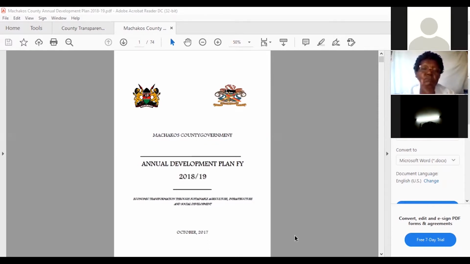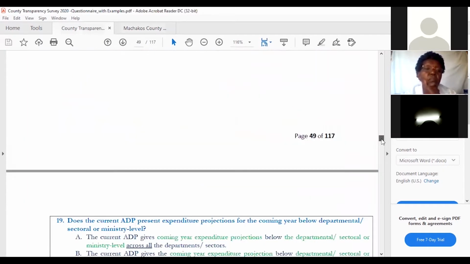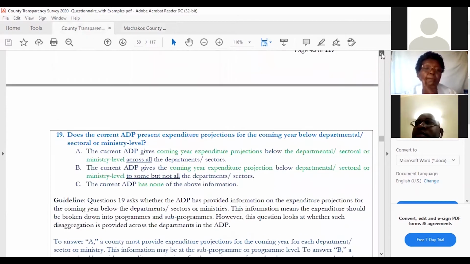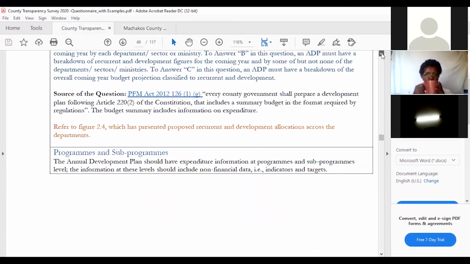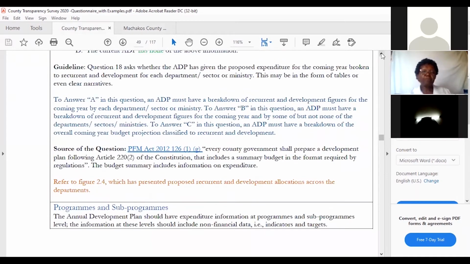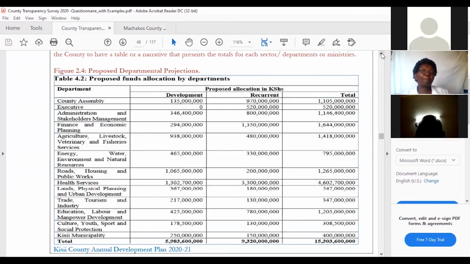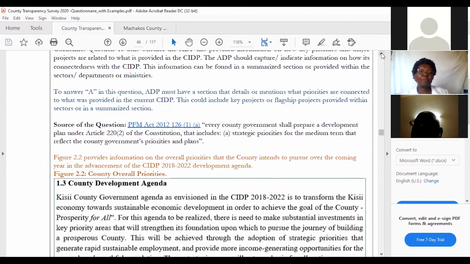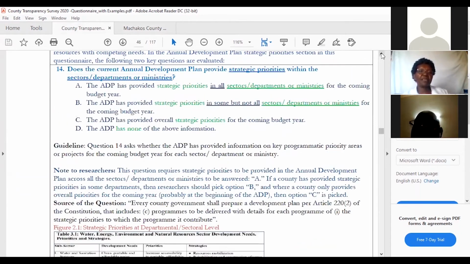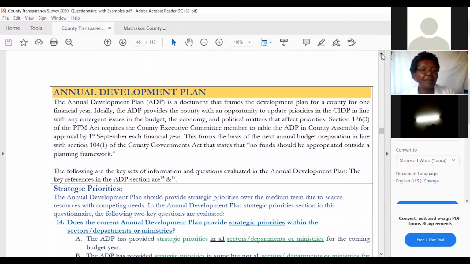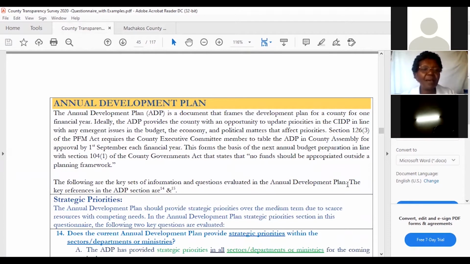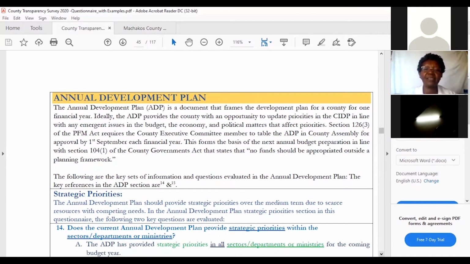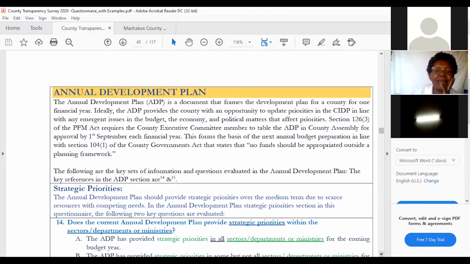Just to ask, Beatrice, what do you think the annual development plan entails? You are on mute. I want to imagine it outlines the development fund projects that are going to be undertaken within a given financial year.